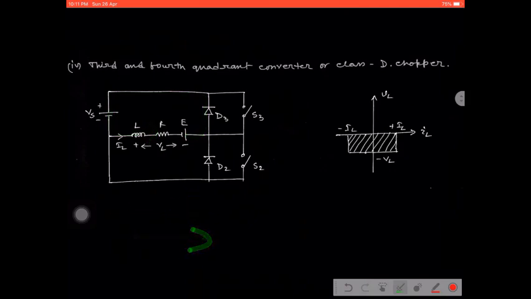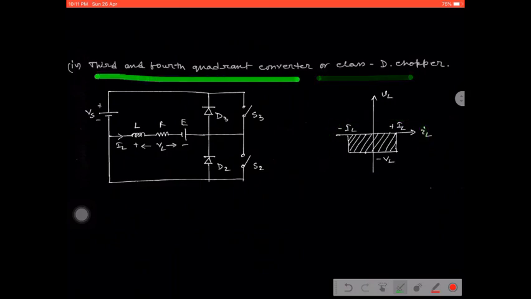That is why it will cover again the 4-quadrant operation where the output voltage is negative but the current is positive. And in the previous case the current was negative. That is why it will cover the 3rd and 4th quadrant operation, just opposite of class C. That is why it is defined as the class D chopper, and another name is the 3rd and 4th quadrant converter.